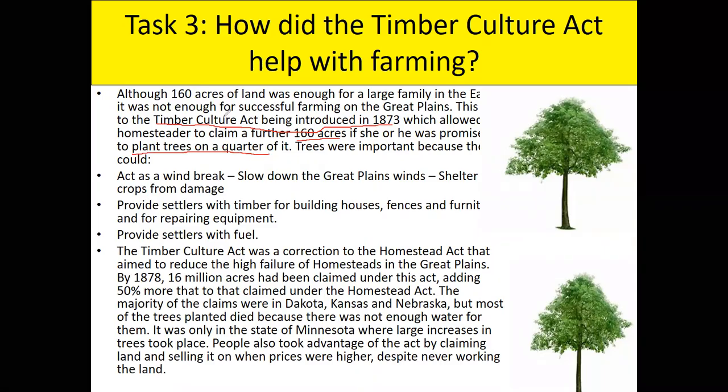Why are trees good? Well, number one, they act as a windbreak. The Great Plains were incredibly windy. If there were more trees, then the crops would be sheltered from winds damaging them. The second reason why trees were needed: provide settlers with timber for building houses, fences, and furniture, and also repairing equipment. And the third reason: provide settlers with fuel.